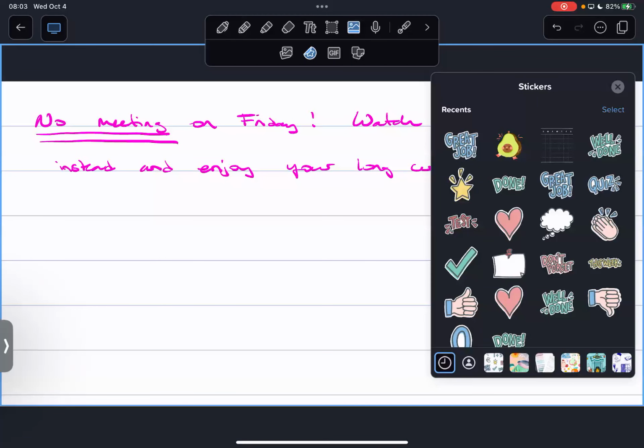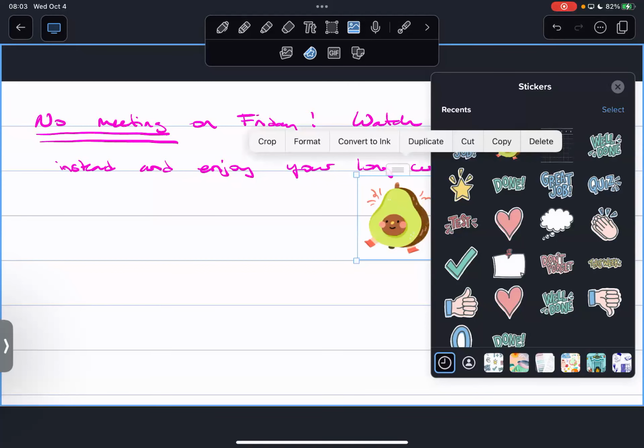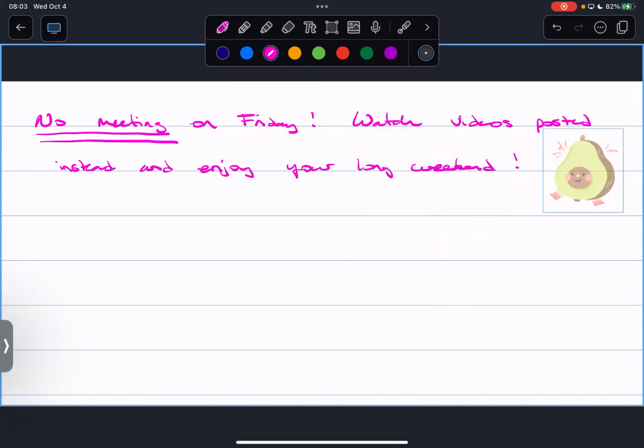Oh, cute. How about a little avocado? Apropos nothing. Whee!